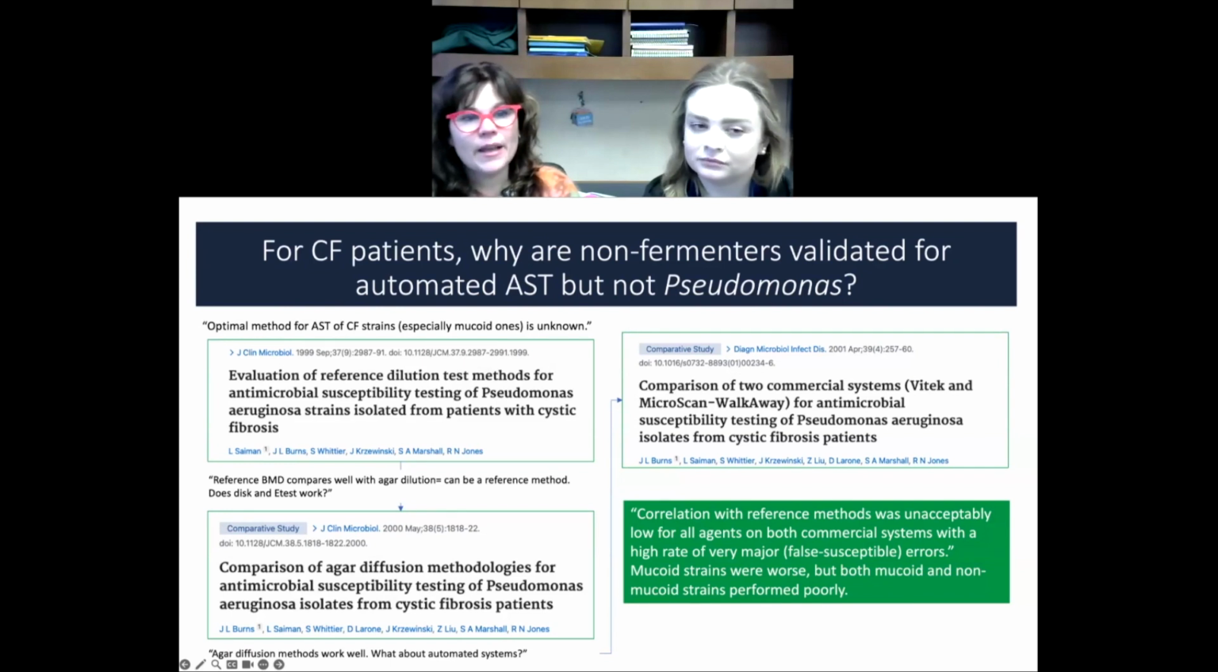And then they said, okay, great. What about the automated systems? And that's where things kind of fell apart. What they showed was that the agreement with the reference methods was unacceptably low for all agents on both commercial systems, with a high rate of very major false susceptible errors. The mucoid strains were worse, but both the mucoid and non-mucoid were problematic.